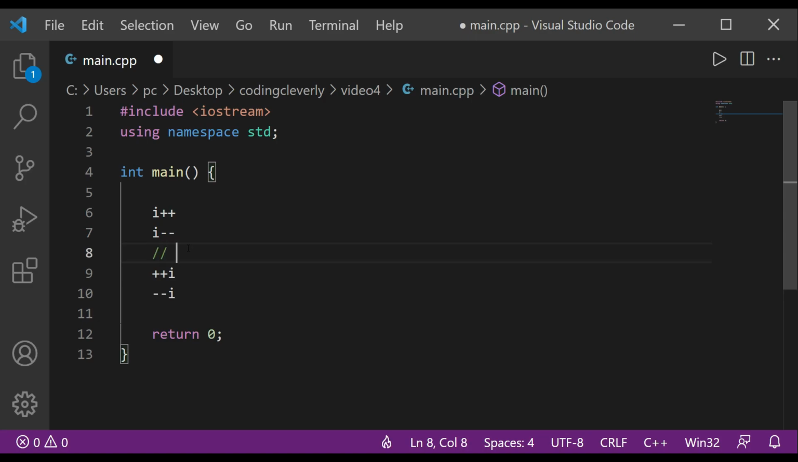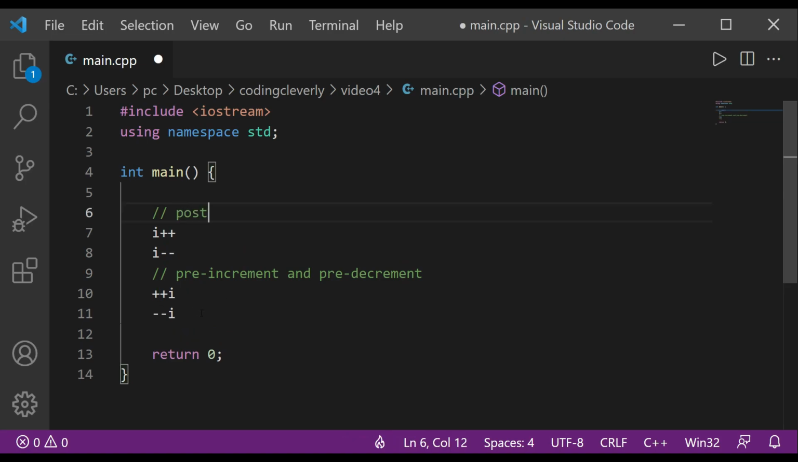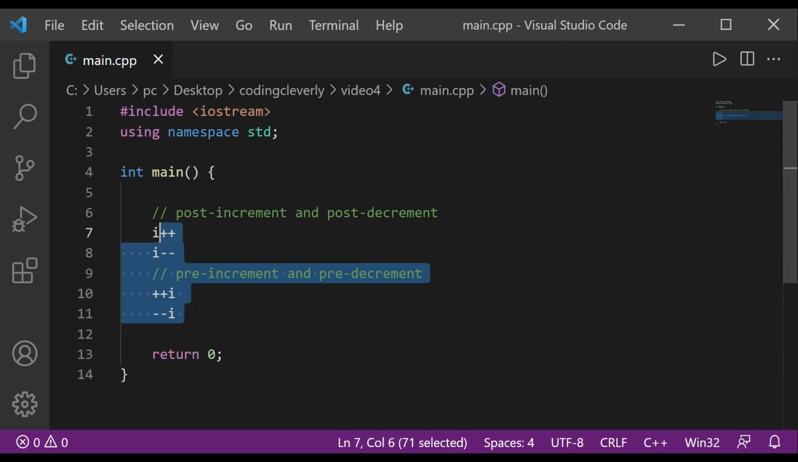So let me just write a comment here. I'll say pre. So they're called pre-increment and pre-decrement. In this case, the value that is stored in the variable of the operand is incremented or decremented first, and then the operand is returned. Here is post-increment and post-decrement. So we have the pre-increment and pre-decrement first. So let's go and first solve this out.